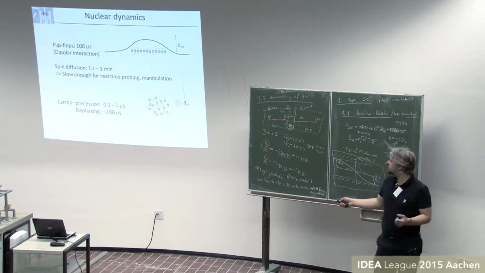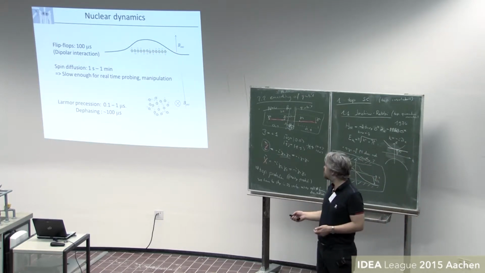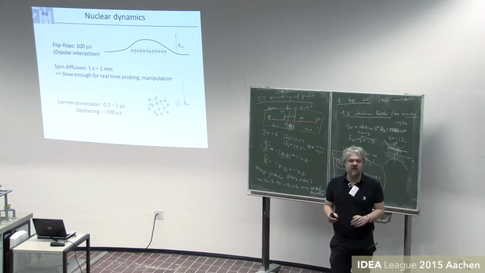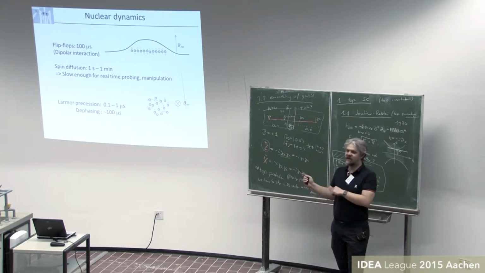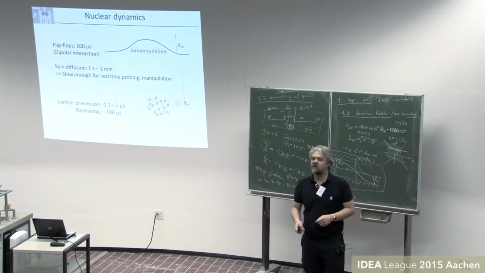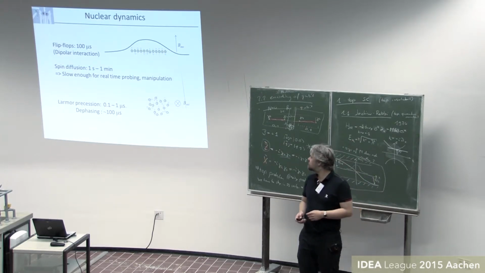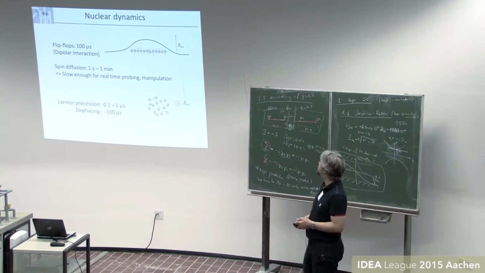And that happens typically on the time scale of a fraction of a microsecond, depending on the external magnetic field. But then the dephasing of this precession, which also plays a role, so nuclei dephase, and that dephasing is seen in the electron coherence, happens on the scale of 100 microseconds. So that's just to give you a bit of a sense of the time scales involved of the intrinsic nuclear dynamics.